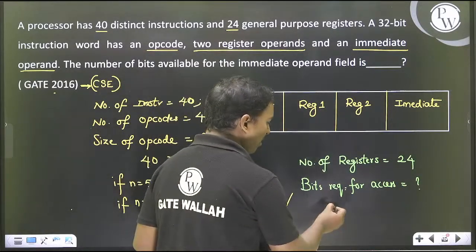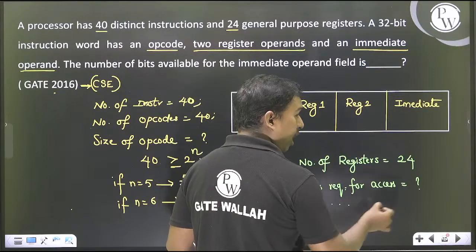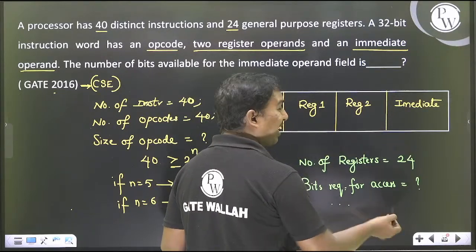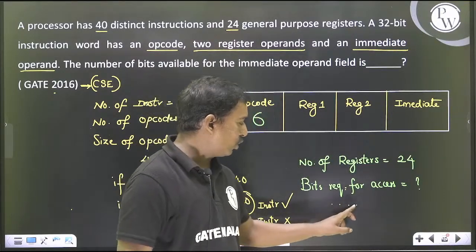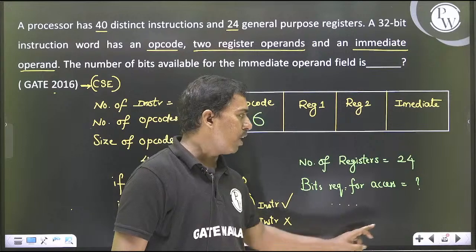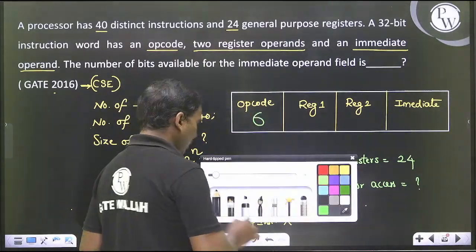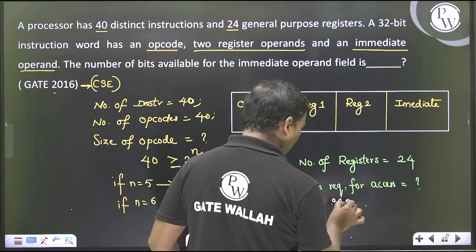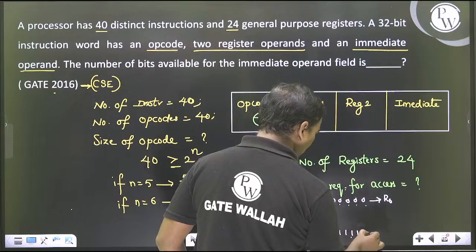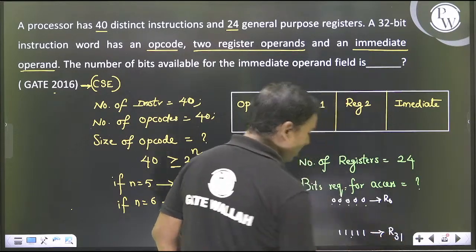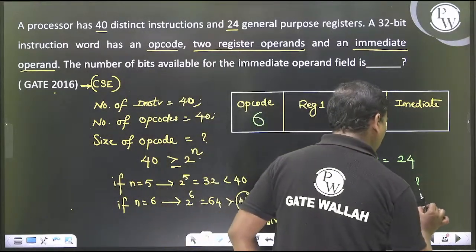अगर आपके पास 3 bits है, 3 bits से आपको क्या क्या आता है? 000 R0, 001 R1, 010 R2, 111 R7 तक ही आता है. अगर आपके पास 4 bits है तो 0000 R0, 1111 R15 तक ही आता है. अगर आपके पास 5 bits है, तो 00000 can be R0, 11111 can be R31. So 32 registers आप access कर सकते हैं, उसमें आप 24 registers भी access कर सकते हैं. So the number of bits required is 5.